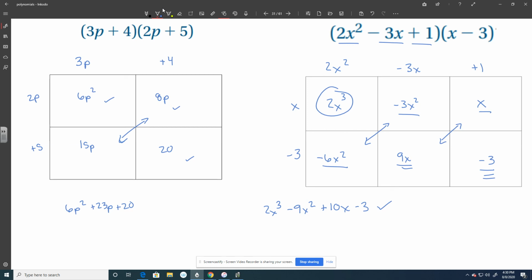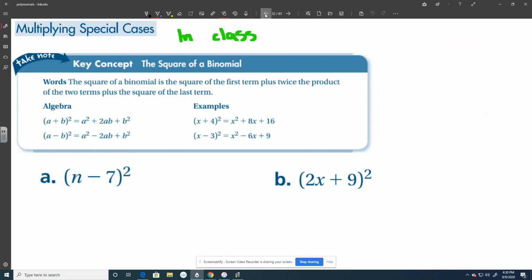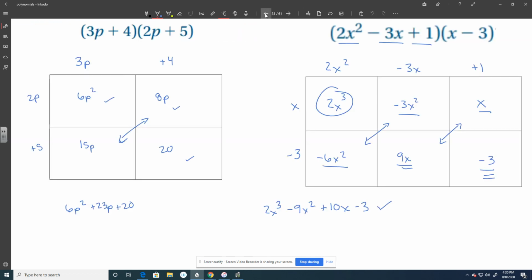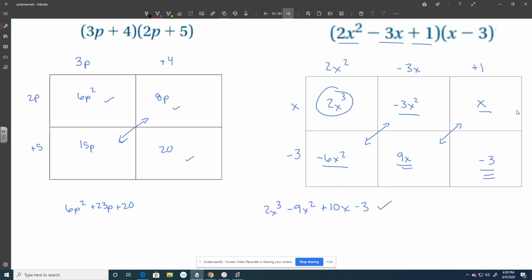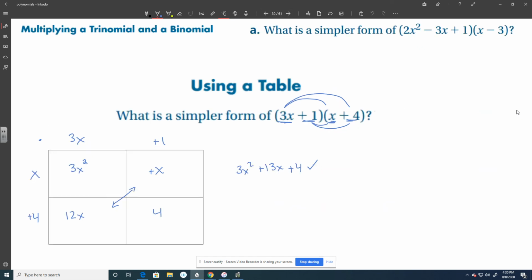Okay. Now you can also, see if I have one more example on here. Nope, just the stuff we're going to do in class. You can also just, if you don't like using the table, even on these bigger problems, you don't have to use the table. Is that the same problem? 2x squared, negative 3x plus 1. It is. That's okay. I can draw the lines.